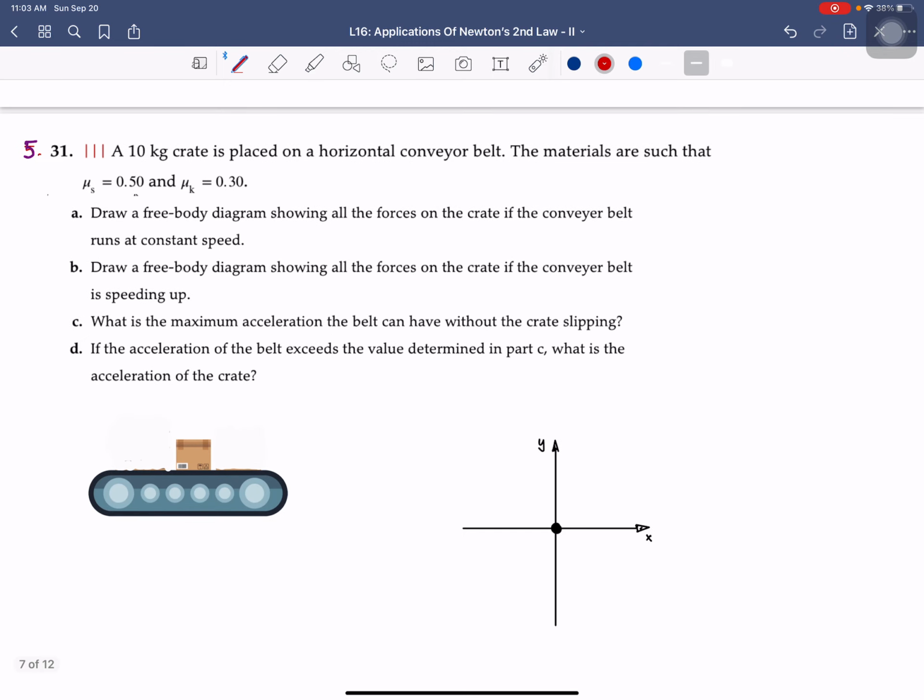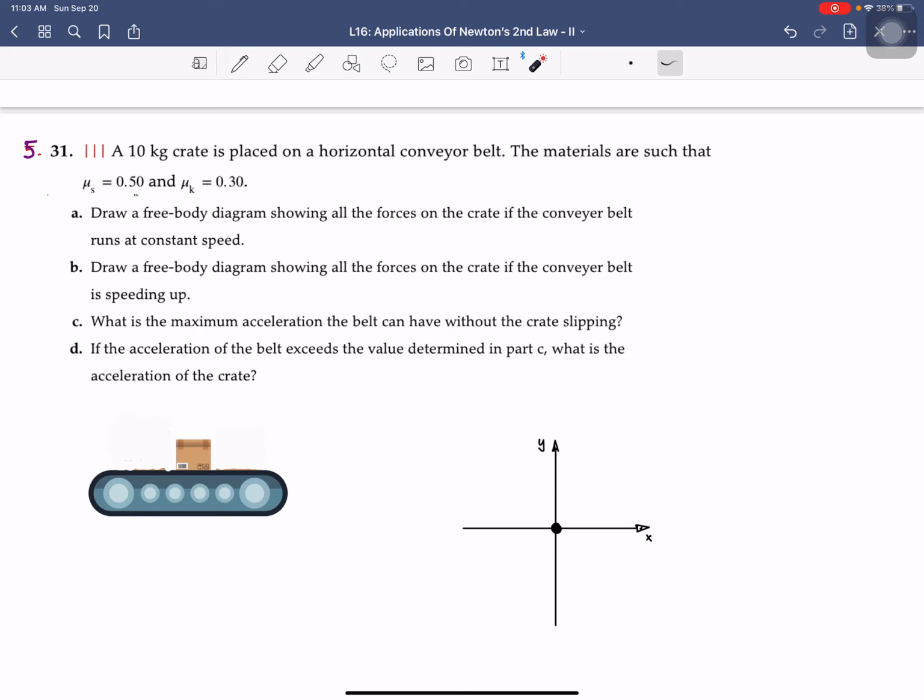Again, just continuing to look at various scenarios, various types of problems where you can apply Newton's second law. Here, what you've got is a 10-kilogram crate placed on a horizontal conveyor belt. So that's your conveyor belt, and you've got a crate on the conveyor belt. The materials are such that mu sub s, the coefficient of static friction between the bottom of the crate and the conveyor belt, is 0.5. Coefficient of kinetic friction is 0.3.